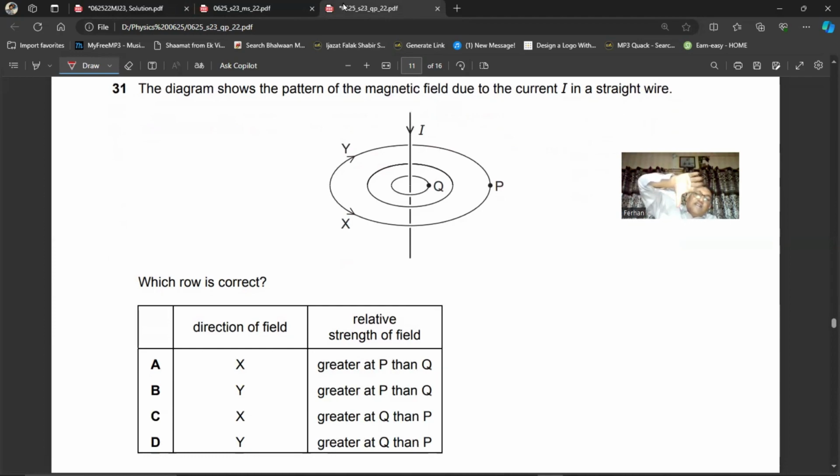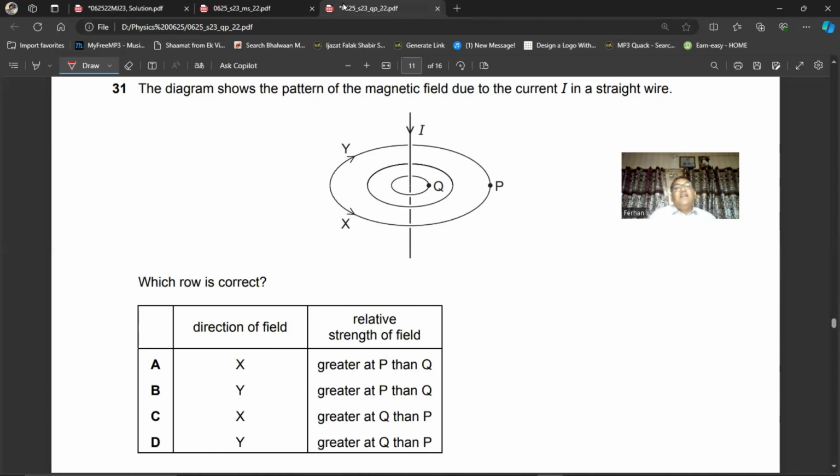You do it yourself because the current is going downward. Hold it in your right hand, your thumb must be along the direction of the current. The curls of your right hand are actually showing the direction of the magnetic field. That means the direction of the magnetic field will be clockwise. So the correct direction of the magnetic field is shown by the Y.